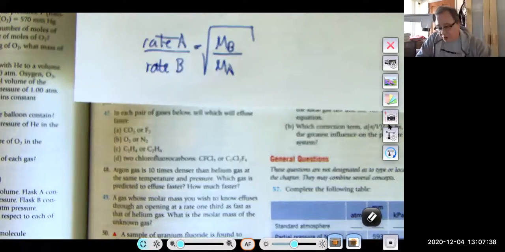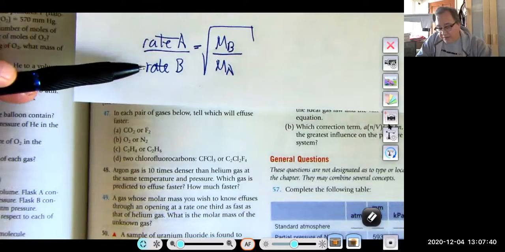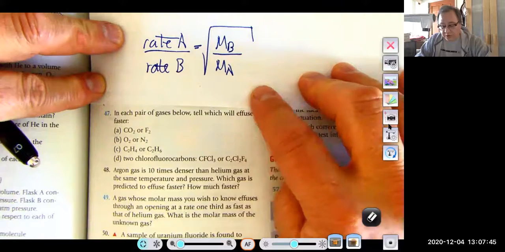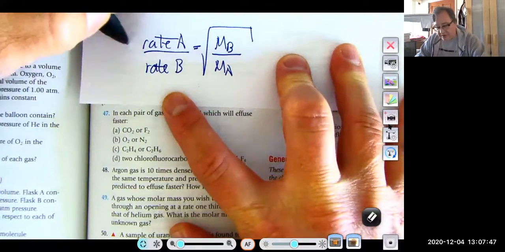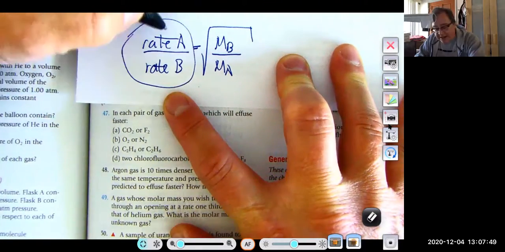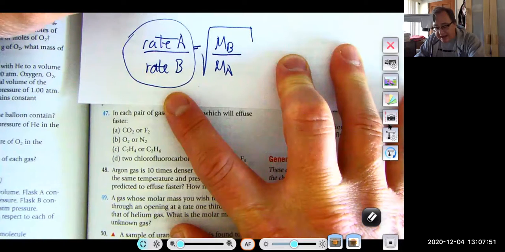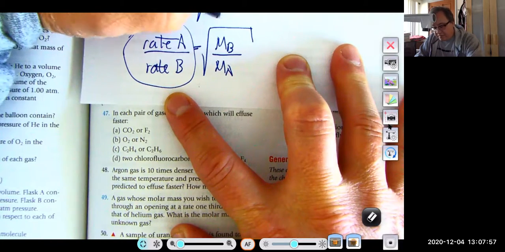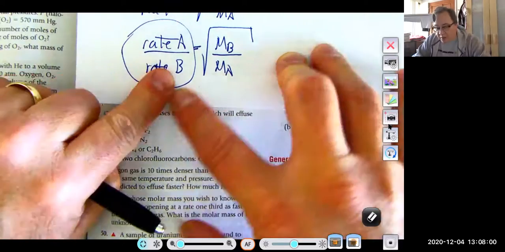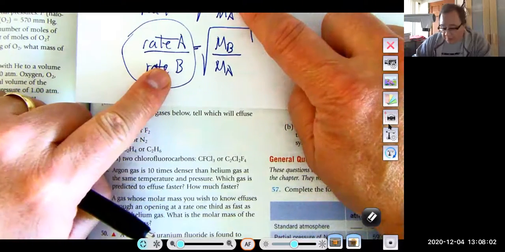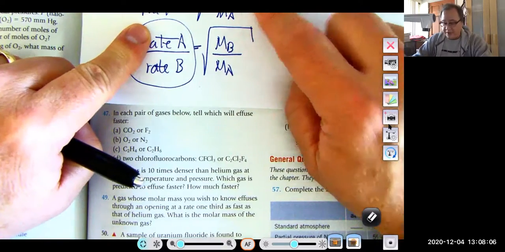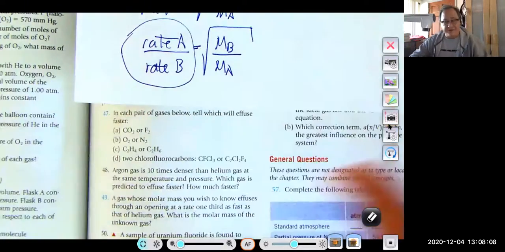Okay, so the rate of A over the rate of B is the molar mass of B over the molar mass of A. So when we talk about which will effuse faster, let's say rate A is 10 and rate B is 1. This tells us that we want the molar mass of B to be larger than the molar mass of A, right? Oh, you can't even see that. I'm just going to leave that off there.